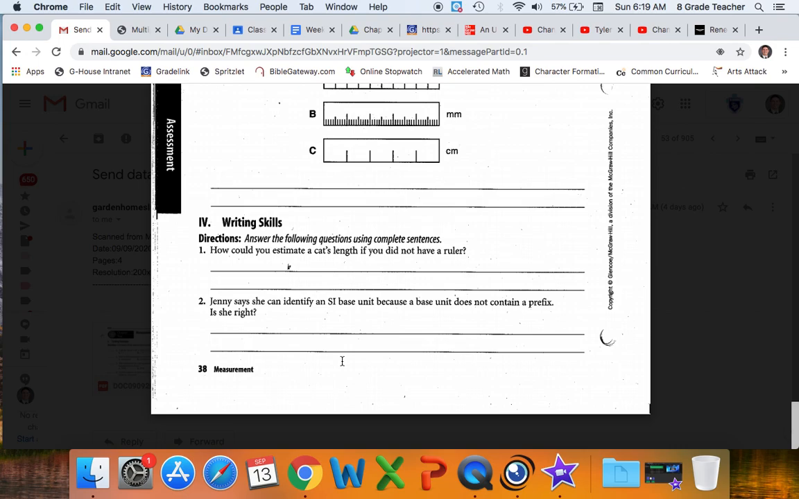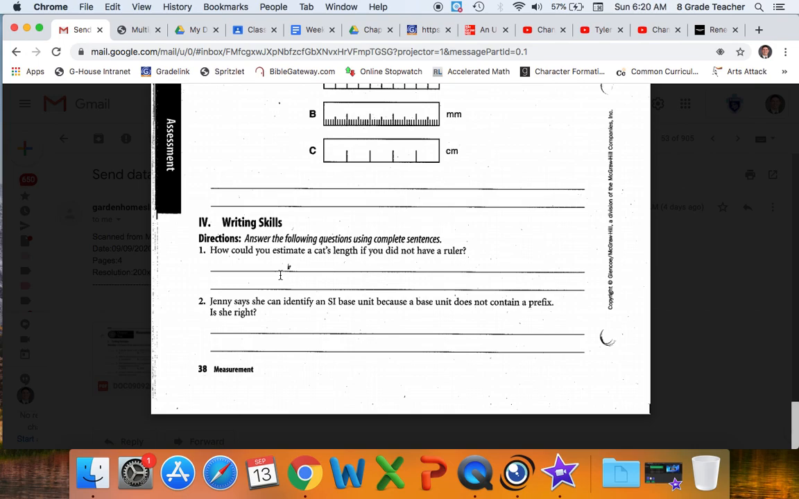In the final portion of our assessment, we have sometimes essay questions where you're describing your learning or describing your knowledge. Answer the following questions using complete sentences. Number 1, how could you estimate a cat's length if you did not have a ruler? Are there other ways in which you could measure or something else you could use to compare that measurement? That's what you would describe here.